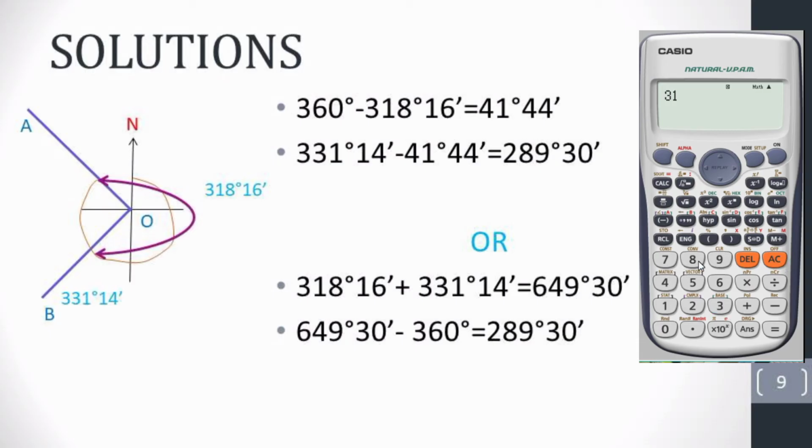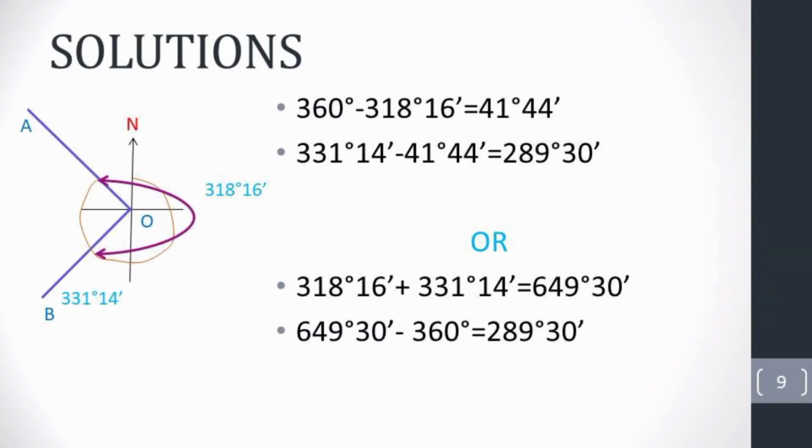Or you can go ahead and use this other way that I got. You add the bearing and the angle. If your answer is more than 360, you subtract 360. So the addition of those two angles gives you 649 degrees 30 minutes. After getting the total, you subtract 360 degrees and your answer becomes the same. So that is a different way a friend of mine showed me, mostly used in land survey.